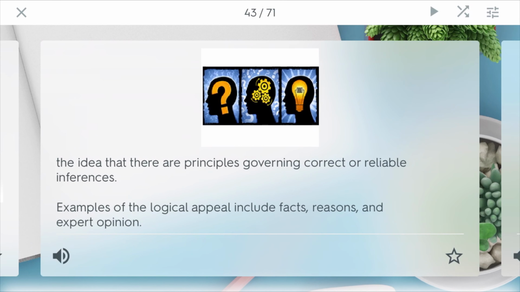Logical reasoning. This is the idea that there are principles governing correct or reliable inferences. We have to be logical when we are talking about different viewpoints. Examples of logical appeal could include facts, reasons, and even expert opinion. They're usually concrete and tangible.